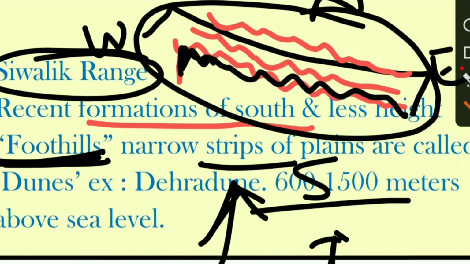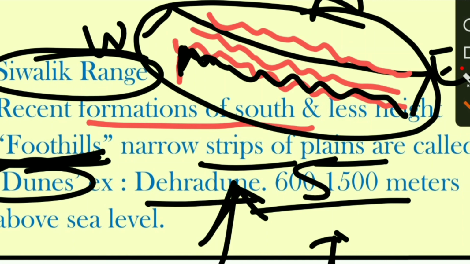And narrow stripes of plains and valleys. Here we find the narrow stripes of plains or valleys, which are called dunes. And those places are called dunes. For example, Dehradun, Kotli Dun, Patli Dun, Chaukhamba, Udhampur, and Kotli. These are all examples for the dunes. Dehradun is a famous example for dunes. From 600 to 1500 meters above sea level.